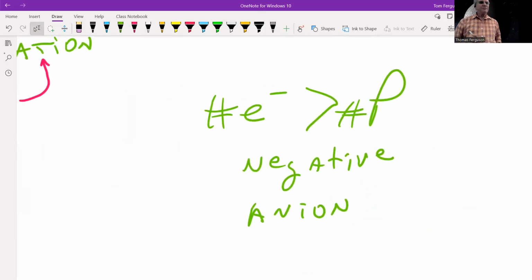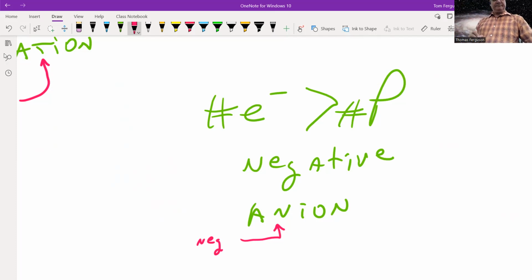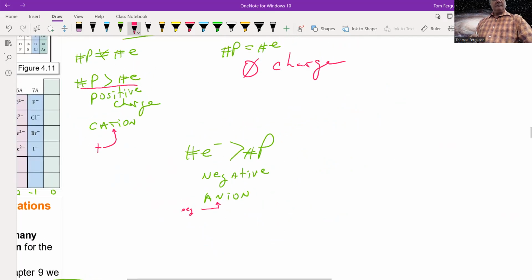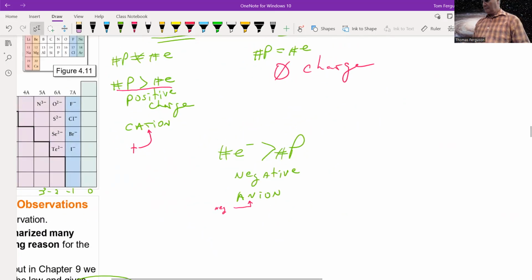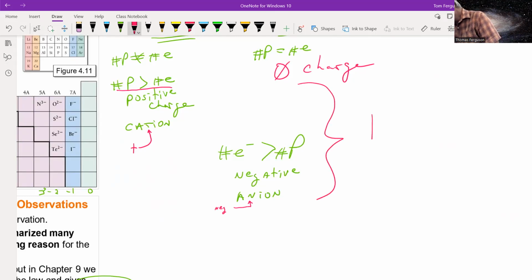If the number of electrons is greater than the number of protons, it's an anion. So it's got a net negative charge. Think of the N in anion as negative. The difference is the charge itself.